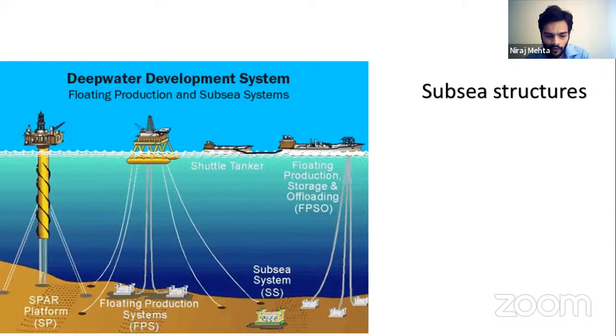There is a spar platform, there is a floating production system, there is a floating production, storage and offloading unit, that is called an FPSO. There is a shuttle tanker. So all these are structures which are designed by an offshore structural engineer or an offshore engineer. This also includes the structure which you can see above the sea and also the components which you are able to see below the seawater.